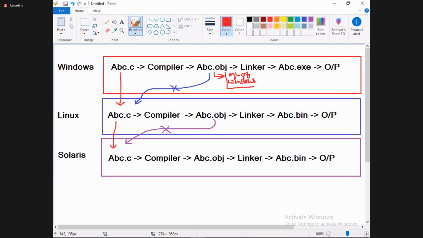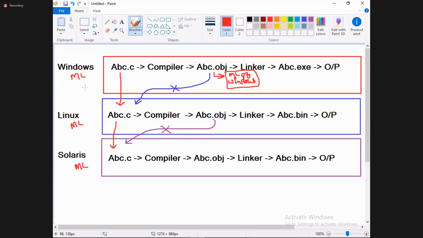Okay, it contains machine language of Windows. Machine language of Windows is not understandable to Linux. Sir, what is the Windows native language? Machine language. What is the Linux operating system native language? Machine language. Solaris operating system native language? Machine language. Okay, all operating systems' native language is machine language.